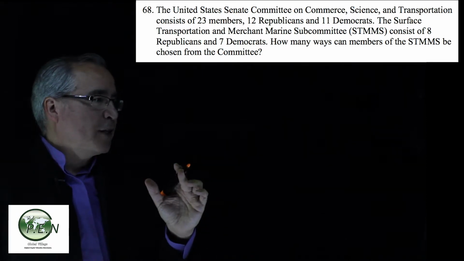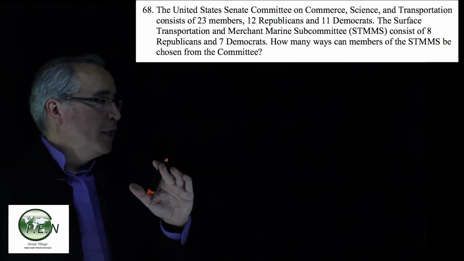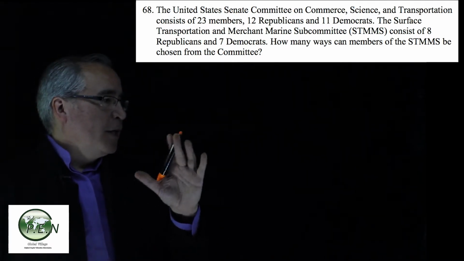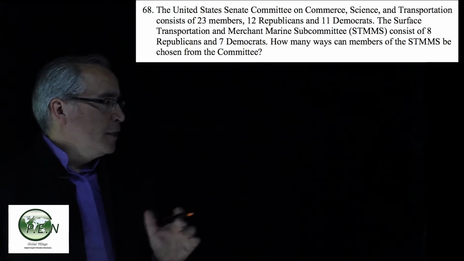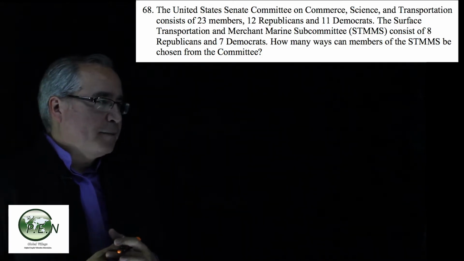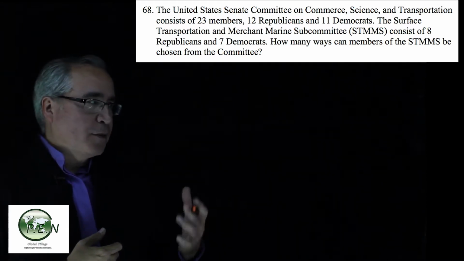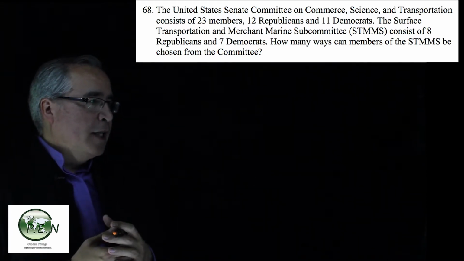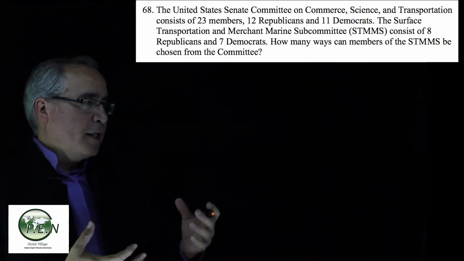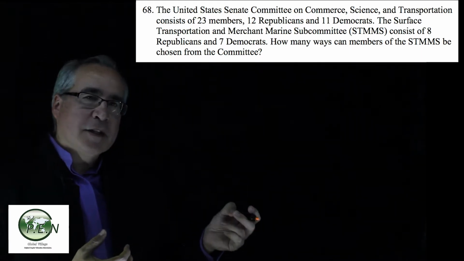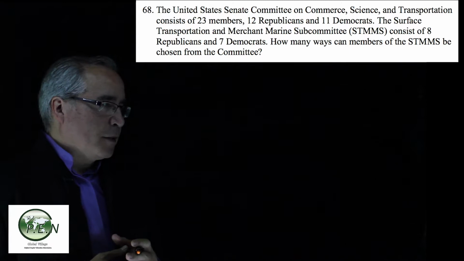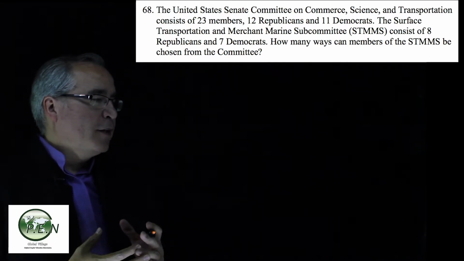Anyway, this question is saying that there are 23 members on the committee. 12 are Republicans, 11 are Democrats. They want to make a subcommittee, and they want 8 Republicans and 7 Democrats on this subcommittee. So how many ways can we do this?